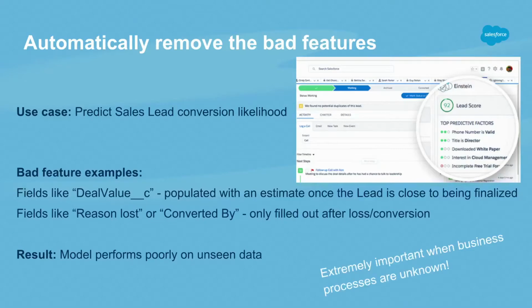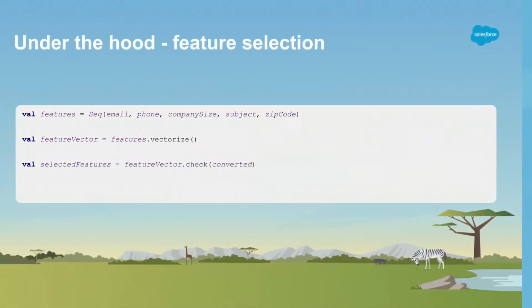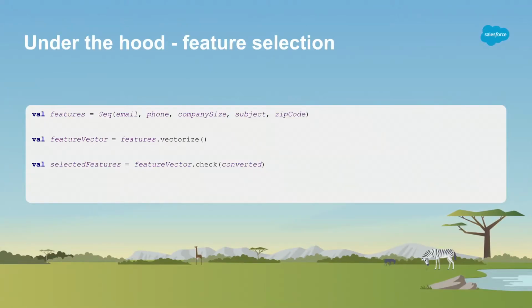And this is extremely important when business processes are unknown. Especially with products like Einstein Prediction Builder, where we're working with unseen data, predicting an unknown field, we don't know necessarily what any of the business processes are. So we have to have a lot of investigation here into automated ways of detecting and throwing out bad fields. And so to show an example of feature selection is Michael.